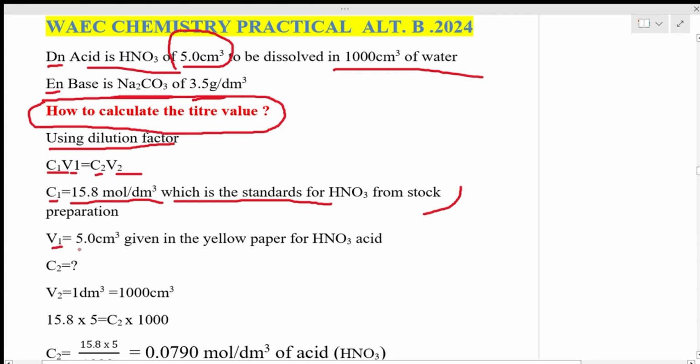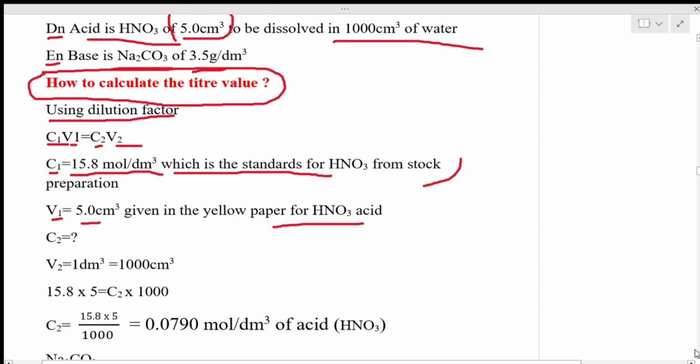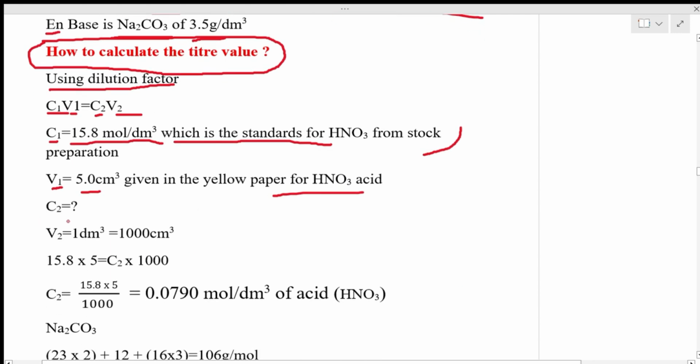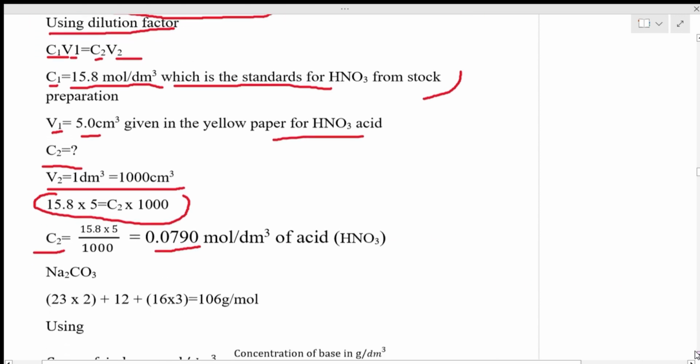Now let's look at the volume of the acid. The value given is 5.0, from the yellow paper. When you check it, you see it there. While we are looking for the concentration C2, our V2 will be what we are diluting the volume of the acid to. So 1 dm3, which is equivalent to 1000 cm3. If you substitute that value correctly, our final answer will be 0.0790 mole per dm3 of HNO3.